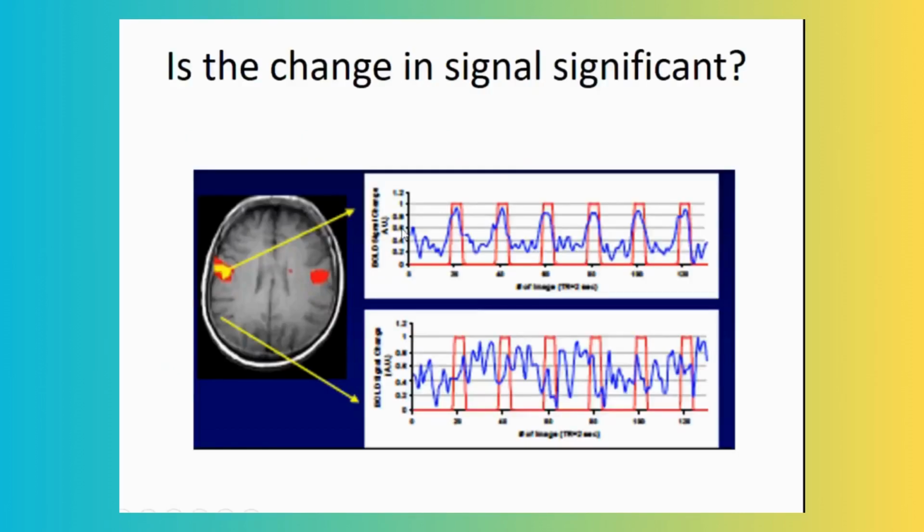So we want to know whether this change in the signal is significant or not significant. So you see that along the time, after some time when the task was given, the red is basically when the task was given.